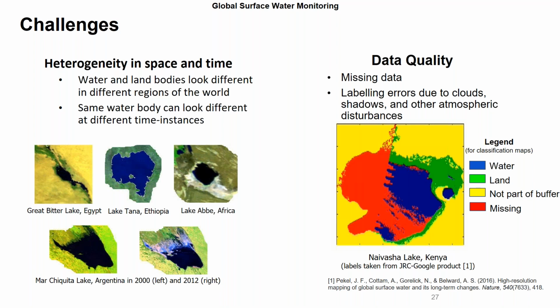And you can see the colors look very different from one place to the other in 3 different locations in Africa, in northern Africa. That sort of shows the heterogeneity. And then in the lower portion, you will see in Argentina, the same lake being observed at 2 different times can have very different false color composite, which means the heterogeneity is both in space and time. So this is one issue that always creates problems for any algorithm that would create labels for land and water across the globe.